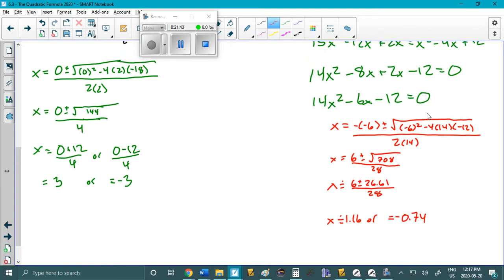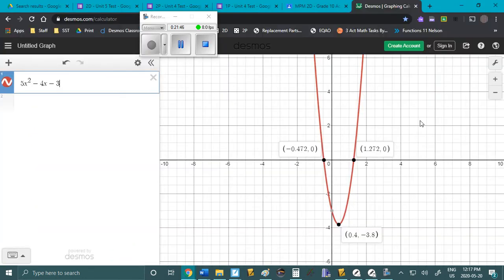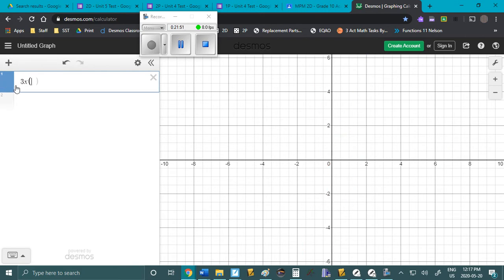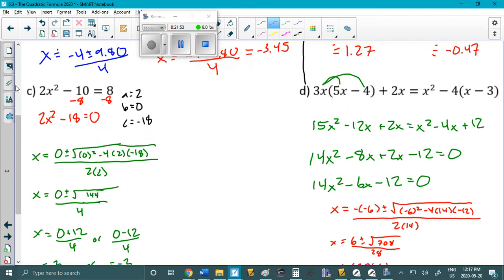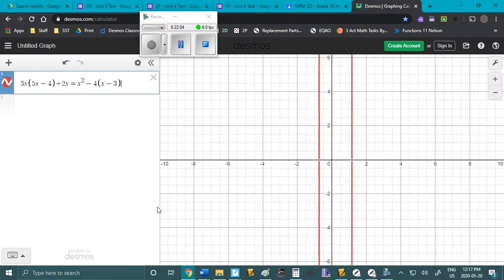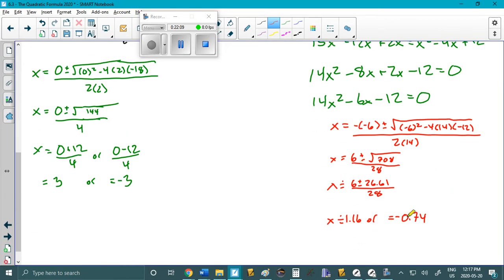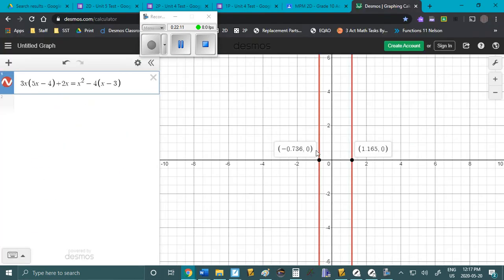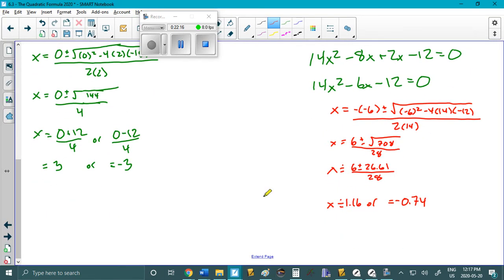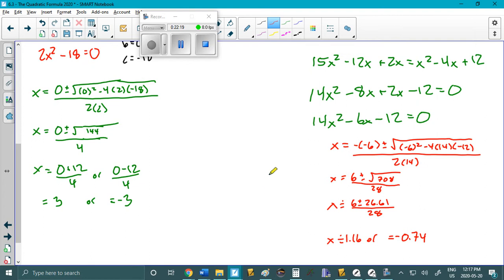All right, let's go to Desmos and check this out. Okay, so I'm going to write that whole original equation and see what happens. 3x bracket 5x minus 4 plus 2x equals x squared minus 4x minus 3. Okay, we've got answers. Negative 0.74. Oh, yeah. And 1.165. And it's rounded a bit off, but there were a lot of decimals that I rounded. So this is good enough. The procedure was correct, obviously.